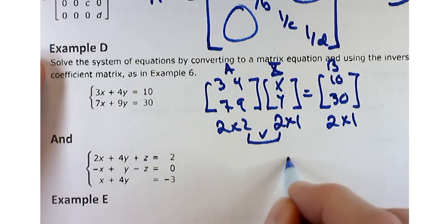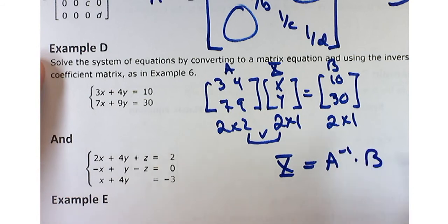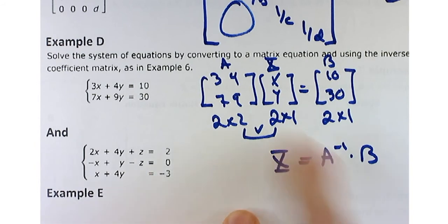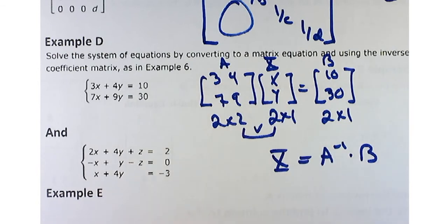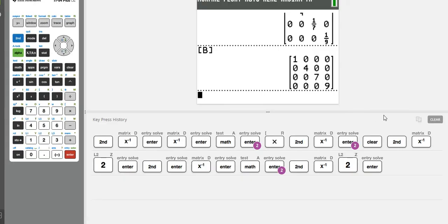We can solve this way. X equals A inverse times B. And that's what you have to have more or less memorized. It's the matrix equivalent of dividing both sides by A. You can't divide matrices, but you can multiply by the inverse. So let's see what this would look like for this particular system of equations. So what you're going to do is take and plug in matrix A and matrix B into your calculator. So let's do that.